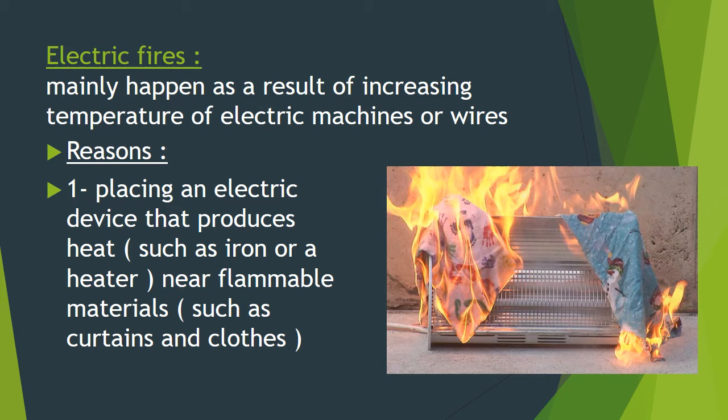Number 1, placing an electric device that produces heat, such as an iron or a heater, near flammable materials, such as curtains and clothes. What's meant by this? This means putting or placing an electric device producing heat, like the iron that you iron clothes with, or a heater that you use in winter to warm you up, near or next to a flammable material, which means a material that can catch fire easily, like fibers and cottons. They are found in curtains and clothes. So this can lead to an electric fire.